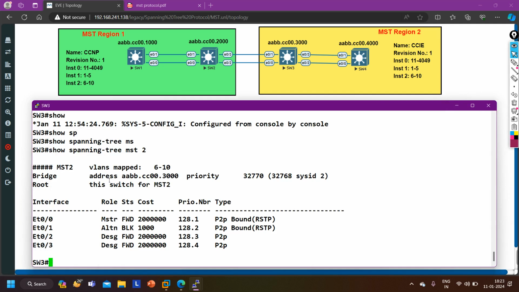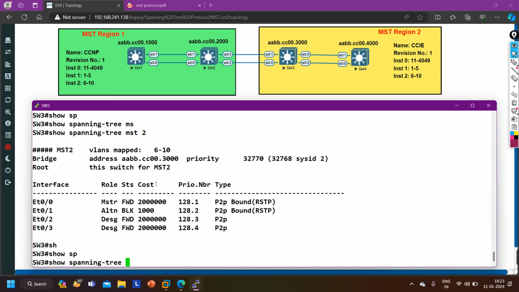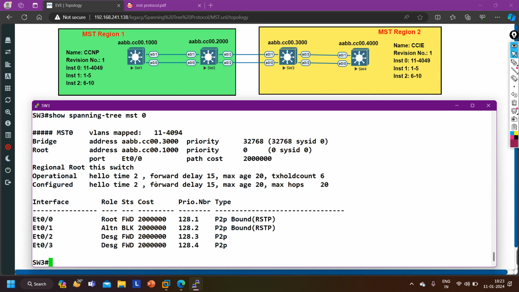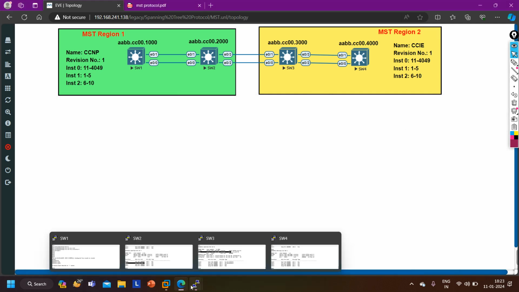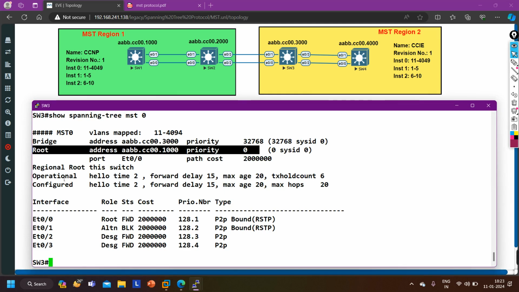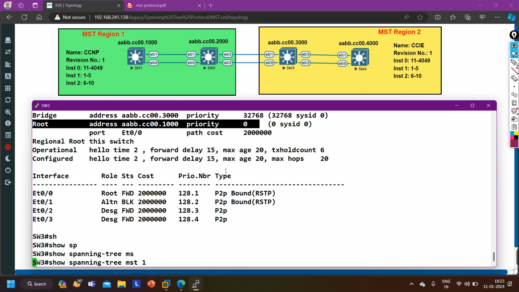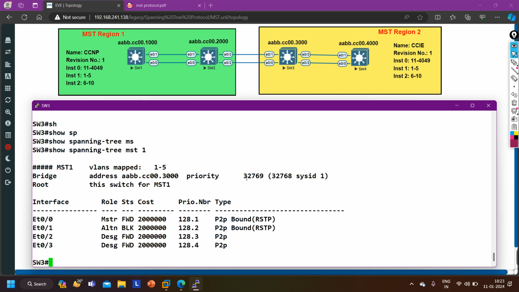Now, spanning-tree MST instance 0. On switch number 2 let me verify it, or on switch number 3 also we can verify. So spanning-tree MST instance 0. Now you can see priority of bridge is what? 0, right? Now on switch number 3 we have what priority? Guys, here on switch number 3, 32768. We have 32768 priority over here on switch number 3. So spanning-tree MST, let's say instance 1. You can see priority over here is what? 32768 plus instance number 1. That is 9.